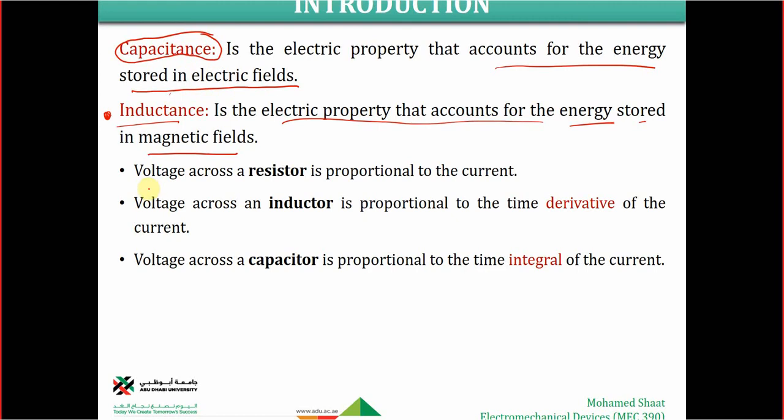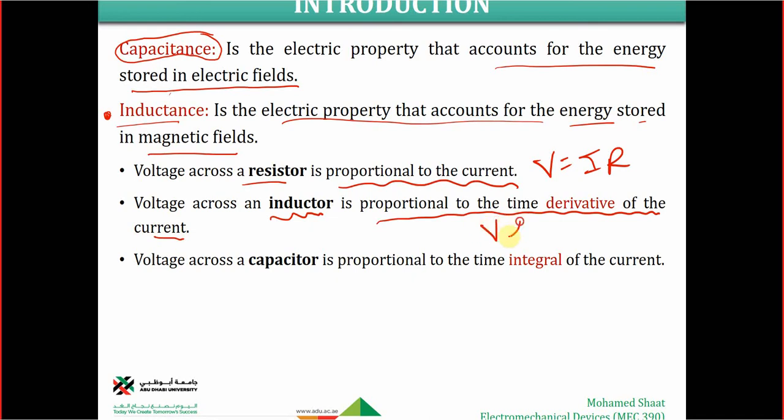We discussed before in chapter 2 that the voltage across a resistor is proportional to the current. We said that V equals I times R. It is a proportional relation. But for the inductor, which we're going to discuss the next meeting, the voltage is proportional to the time derivative of the current. But for the capacitor, the voltage is proportional to the integration of the current over time.